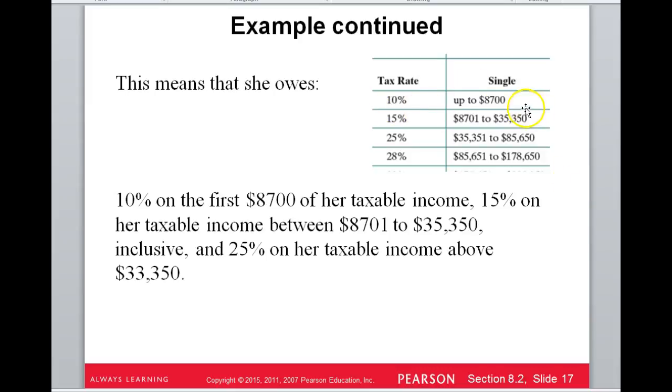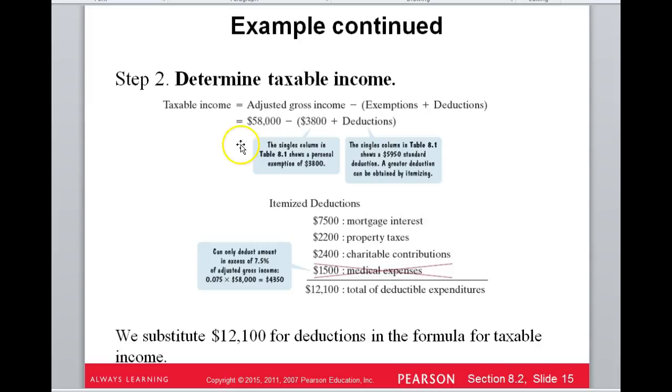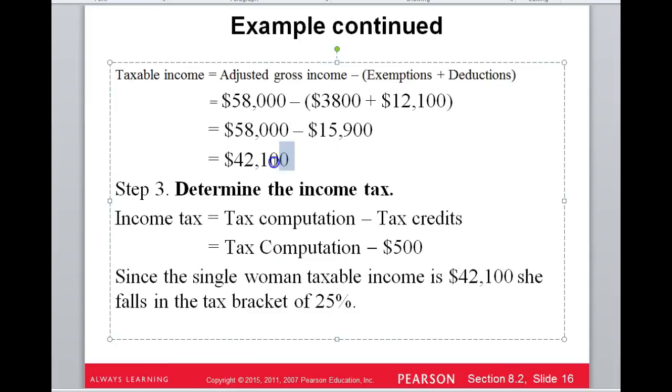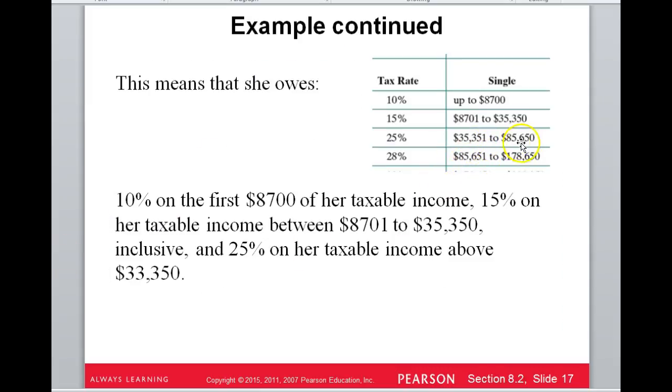So this was the breakdown. This is why we're doing this on that table. 10% up to $8,700, 15% on the next amount of money, and then 25% on that last little bit where her $42,100 is going to end up. So we're going to end up with $42,100 in this last group right here. So that's the three areas that are going to be used to come up with hers. We don't need to go any higher than that on the table because her taxable income falls in this last group. So there's nothing left when we get done with that last group.